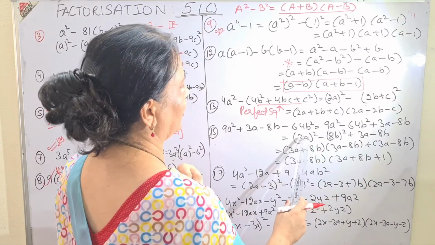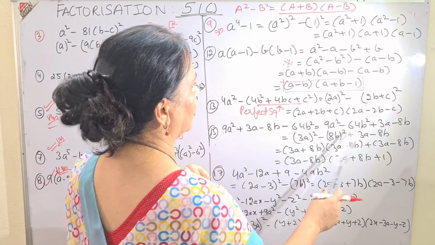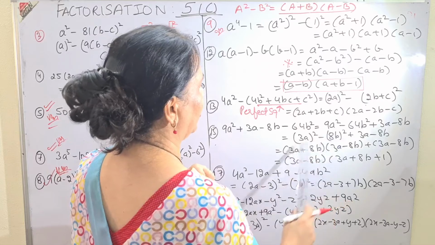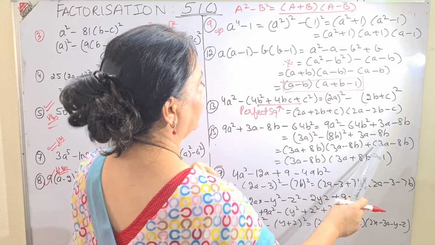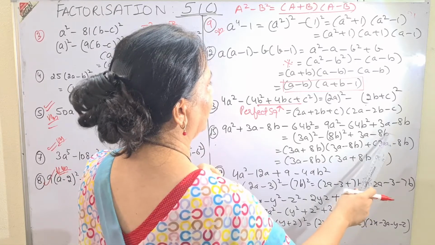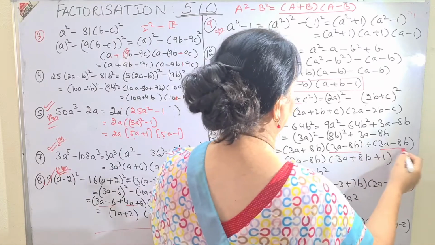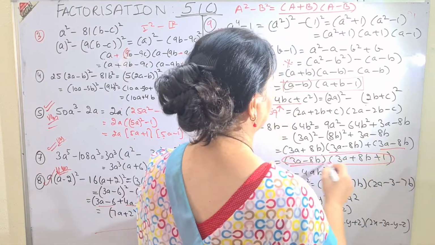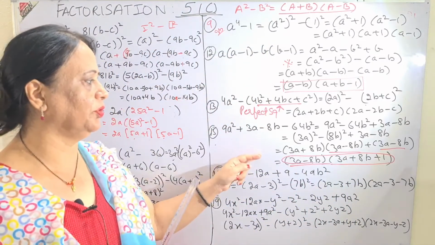9a square can be written as 3a whole square, 64b square can be written as 8b whole square, plus 3a minus 8b. So a square minus b square, a plus b, a minus b, or a minus b, 3a minus 8b. It is very, very clear that 3a minus 8b is your common factor. You took it out and the rest is your answer. Am I clear? So this is how you do it.